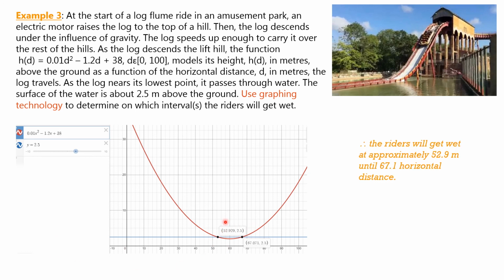So using those values, I can see the riders will get wet at approximately 52.9 meters until 67.1 meters, horizontal distance. So this is not time, this axis is not time. It tells you in the question that d is the horizontal distance. So this is the horizontal distance that they're traveling. So once they hit about 52, 53 meters, they start getting wet, they go down, and then they're back up again. So that's the end of that question. And that's the end of today's lesson on inequations.